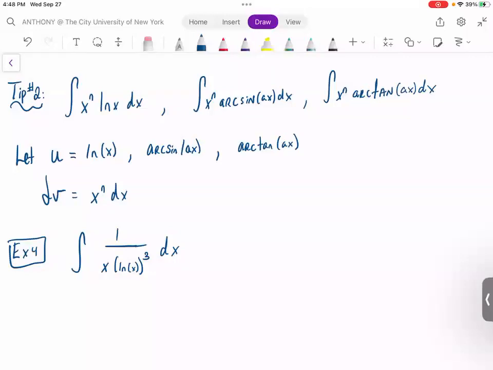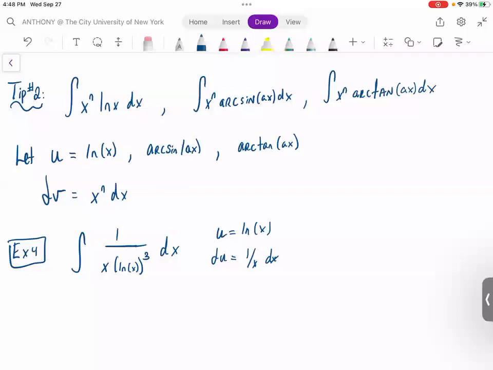In my notes, I said that we make our u be ln of x, right? But if you think about it here, if u is actually my ln of x in this example, what is my derivative? 1 over x. Your du is going to be 1 over x dx. Now, if you look inside your integral closely, you do have 1 over x dx. Yes, you do. Here's 1 over x, and there's a dx.